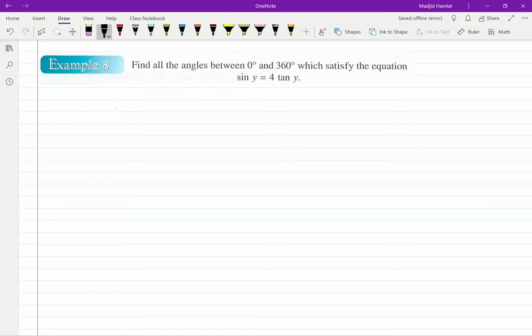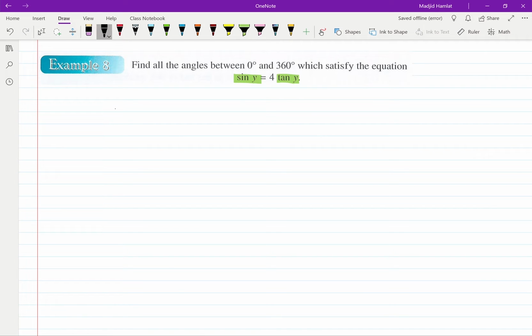Hi, today we're going to see another type of trigonometric equation. Let's look at an example. Find all the angles between 0 degrees and 360 degrees which satisfy the equation sin y equals 4 tangent of y. In this type of equation, we have sin y and tangent of y.